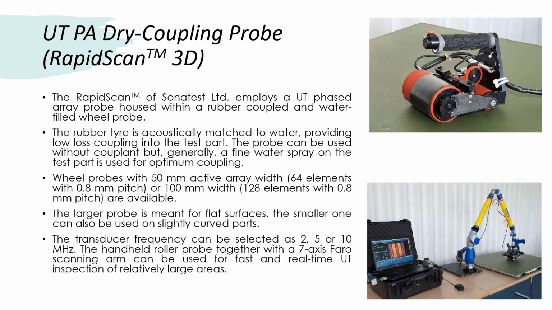The handheld roller probe together with a 7-axis Faro scanning arm can be used for fast and real-time ultrasonic testing inspection of relatively large areas. So this one is the machine, the dry coupling probe, the Rapid Scan TM3D, and this one is the processing type. This is the picture during the ultrasonic testing, and here is the image which is collected. This is the image of the beam.